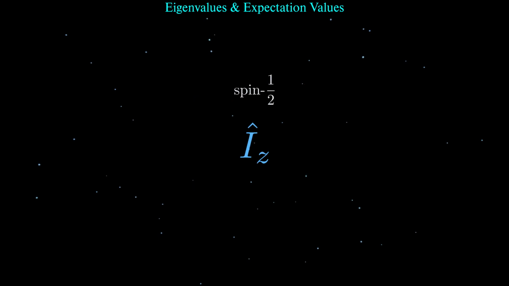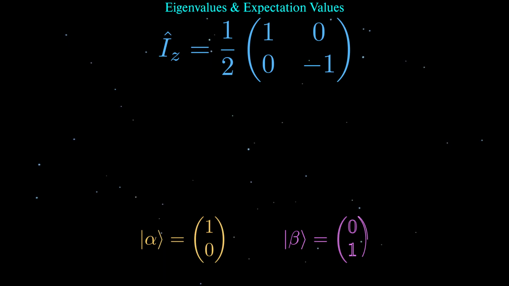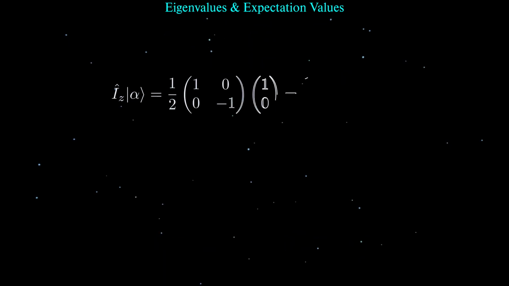Now let's understand this using spin. For a spin 1/2 nucleus, one of the most important operators is the z-spin angular momentum operator, Iz. In units of h bar, we can write it as so. And our two basis states are going to be alpha and beta. Now let's apply Iz to alpha. Iz times the ket of alpha is just going to give us 1/2 times this column vector of 1, 0, which is just 1/2 times alpha.